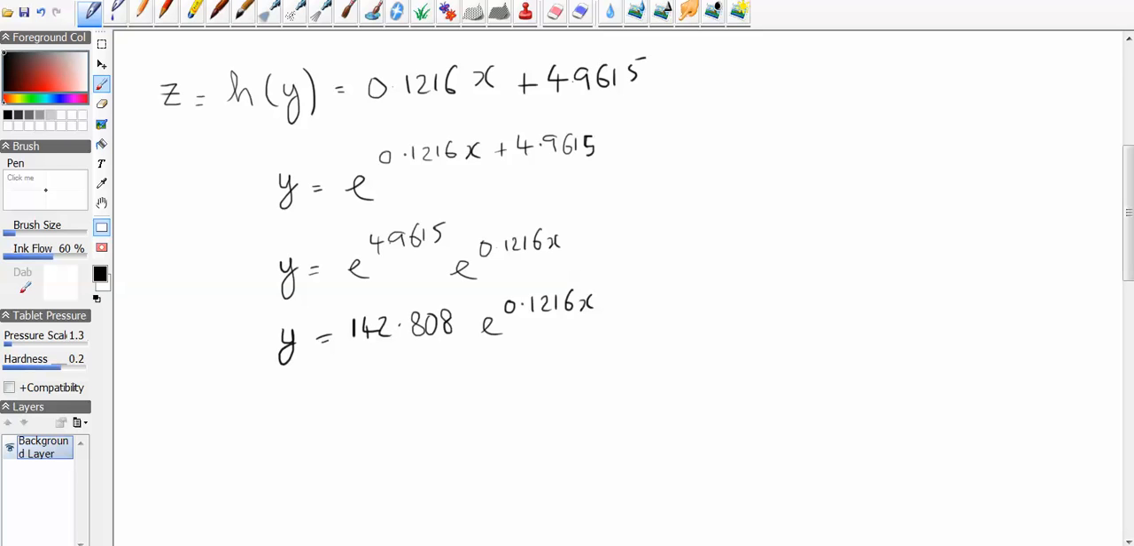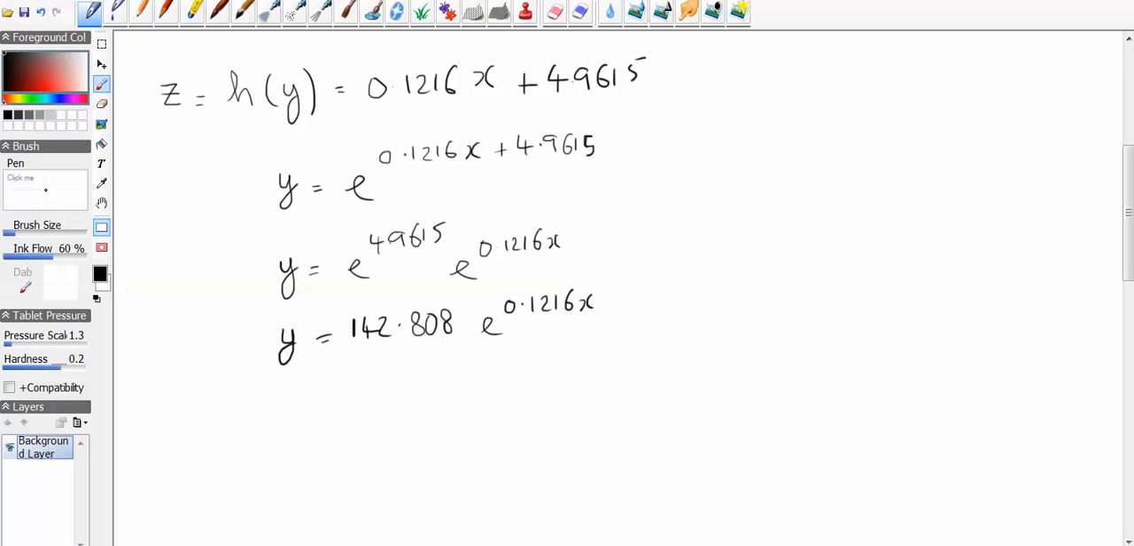And also because when we do, like, x squared times x to the power of 5 would be x to the power of 7, we'd add those powers together. So similarly, I can break it down into e to the 4.9615 times e to the 0.1216x. Because if I times those two things together, I'd add the powers and I'd end up with the line before with the 0.1216x plus 4.9615. But e to the power of 4.9615 is just a number, and I've worked that out.